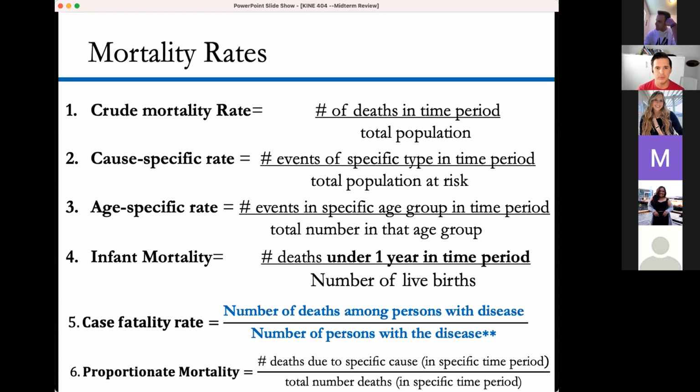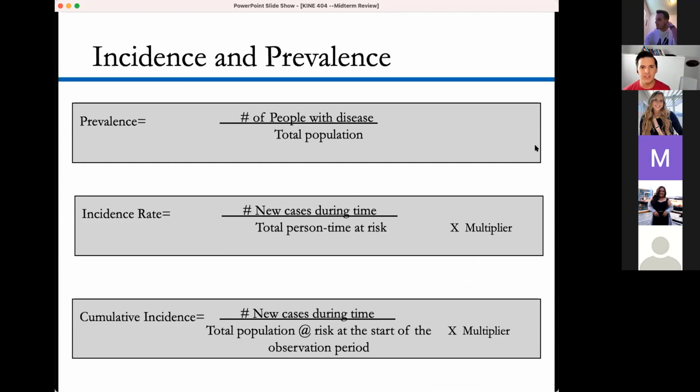There'll be a few problems where it is a scenario and it'll say, calculate the crude mortality rate for this disease. What is the proportionate mortality rate for this particular disease. So make sure you're comfortable with that. And then there was incidence and prevalence, our measures of morbidity. You'll again have the formulas. So you all have to do calculations and interpret what those calculations mean.